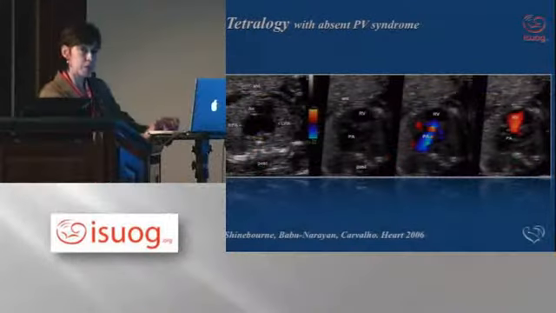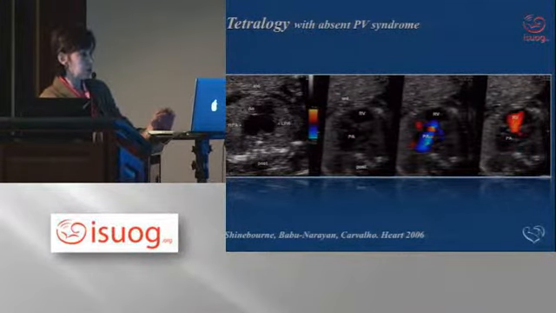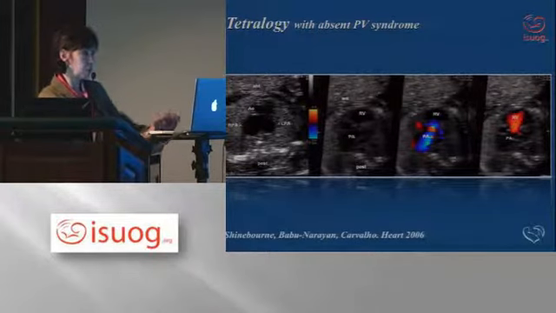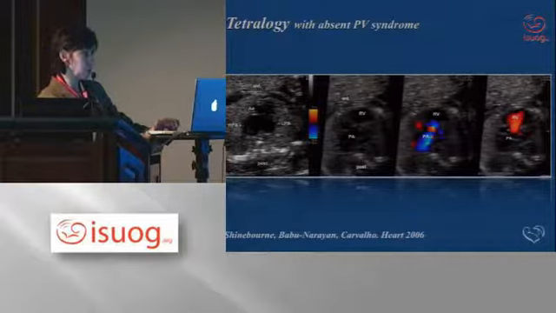Tetralogy with absent pulmonary valve syndrome. This is much more rare, and paradoxically, the pulmonary arteries are quite different from the classical tetralogy with pulmonary stenosis or with pulmonary atresia, where the branch pulmonary arteries and also the main pulmonary artery in many cases are quite dilated. And these are quite often referred to as like a tumor or an aneurysm in the chest. You can see here, these are all still images, very dilated branch pulmonary arteries.